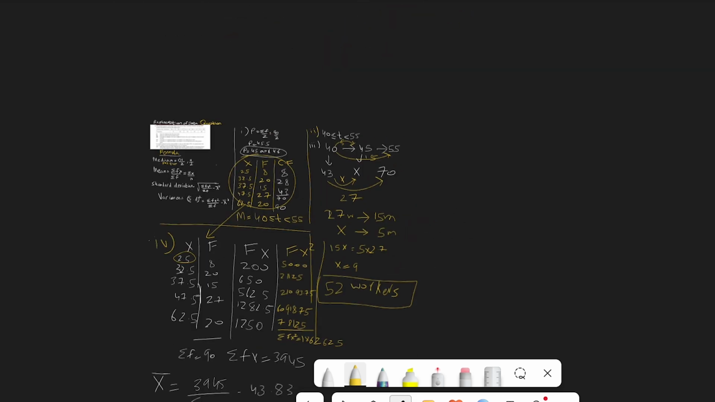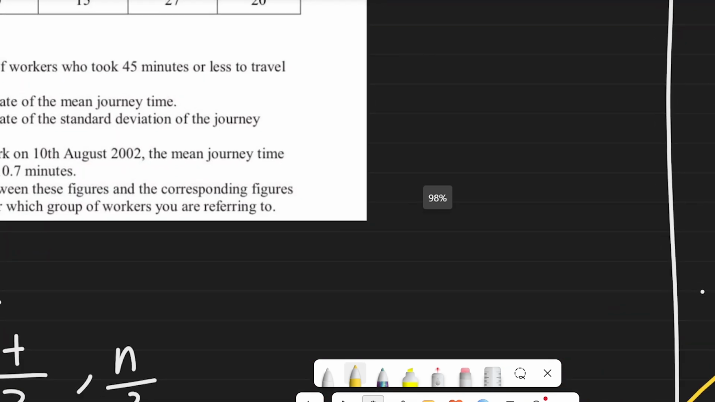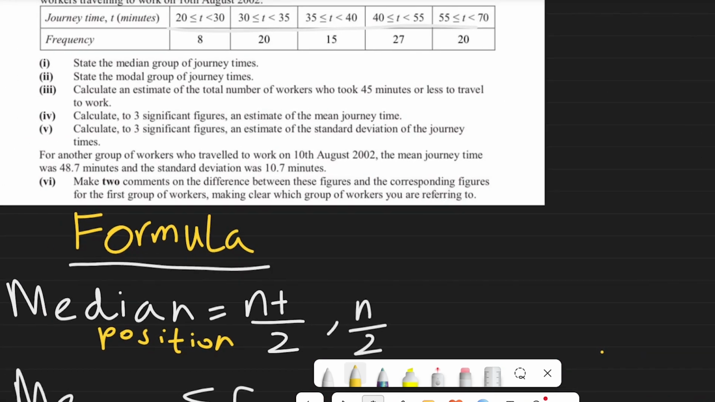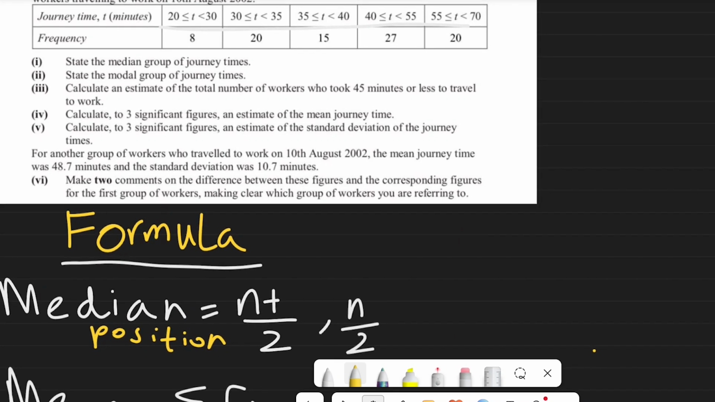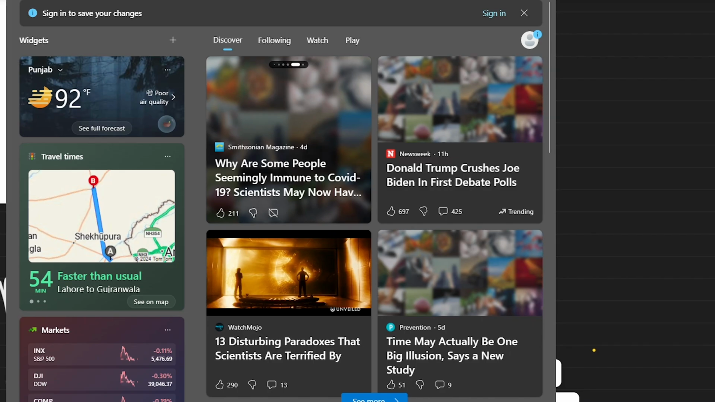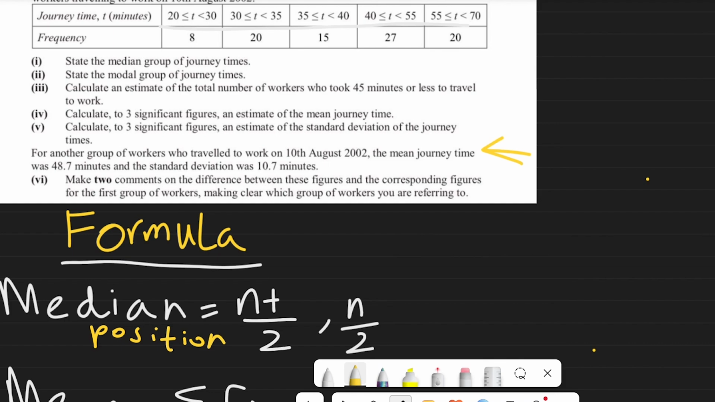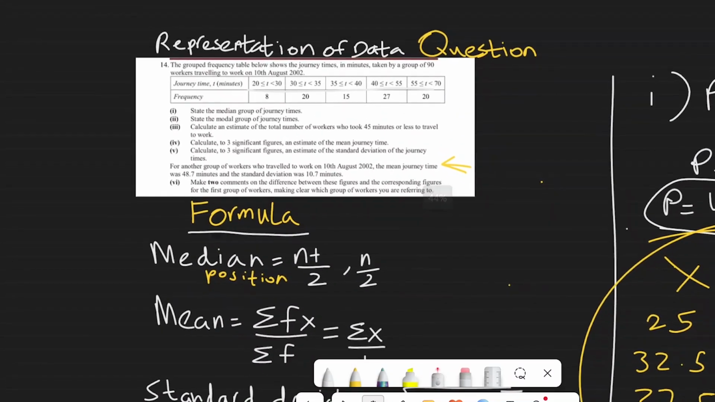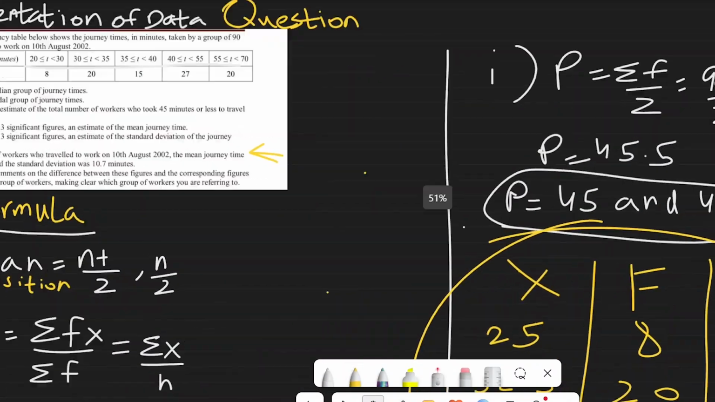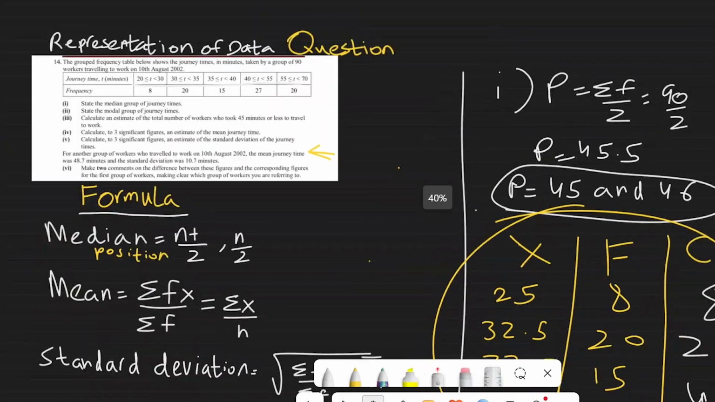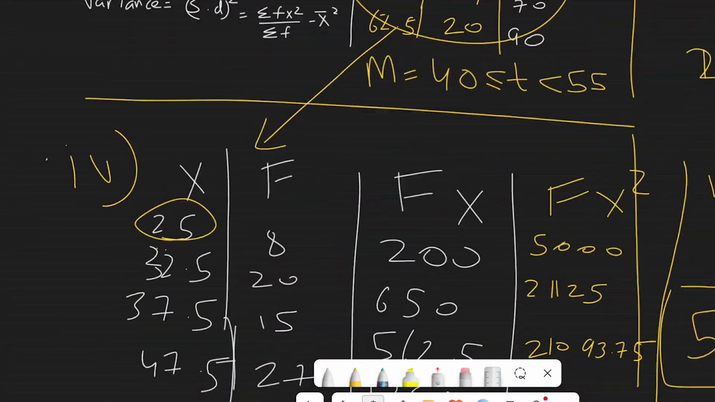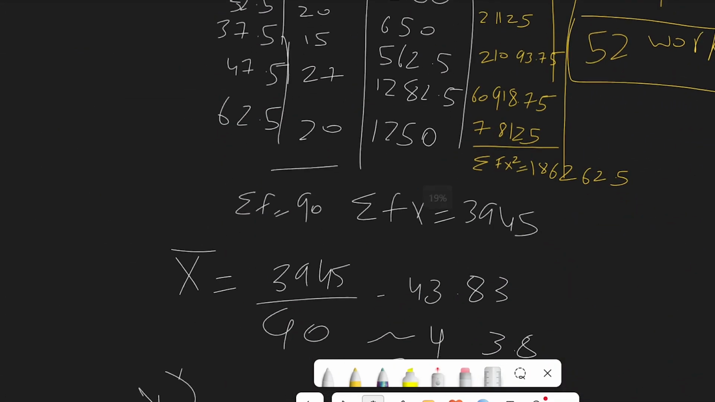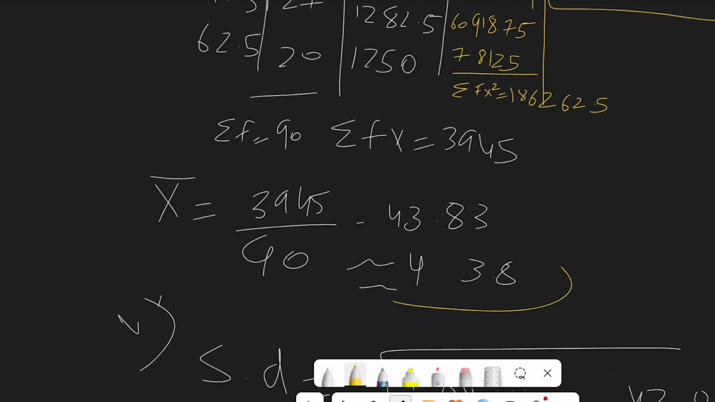For the sixth part, the last part of this question, we have: make two comments on the difference between these figures and this. First, for another group who traveled to work on 10th August, their mean journey time was 48.7 minutes and standard deviation was 10.7 minutes. So basically we'll have to compare the means. The mean we have is 43.8.